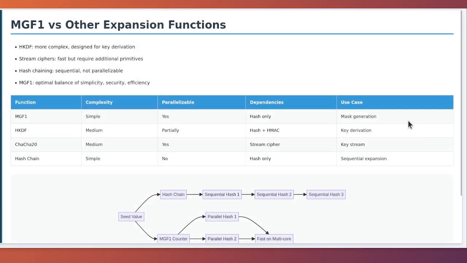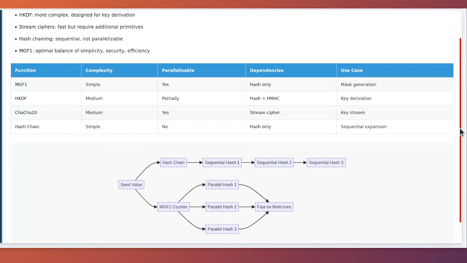MGF1 versus other expansion functions. MGF1 is not the only way to expand a short seed into a longer mask. There are other cryptographic expansion or derivation functions that serve similar purposes, and it's valuable to understand how MGF1 compares to these alternatives. This helps us appreciate why MGF1 was chosen for OAEP and understand when other functions might be more appropriate. One alternative is a key derivation function like HKDF, which stands for HMAC-based key derivation function.